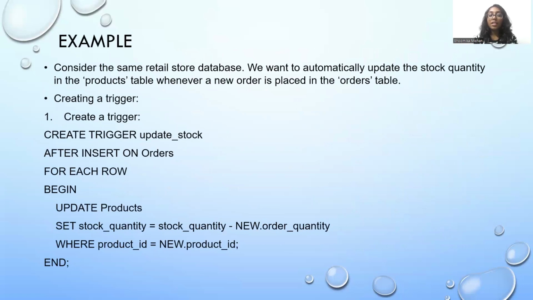Coming to an example of this, consider the same retail store database. We want to automatically update the stock quantity in the products table whenever a new order is placed in the orders table. So coming to creating a trigger: CREATE TRIGGER update_stock AFTER INSERT ON orders FOR EACH ROW BEGIN UPDATE products SET stock_quantity = stock_quantity - NEW.order_quantity WHERE product_id = NEW.product_id; END.